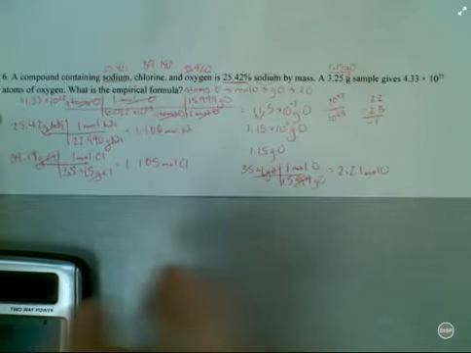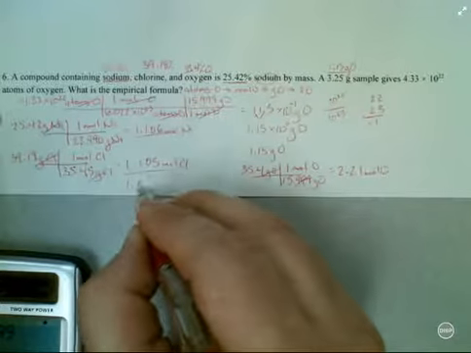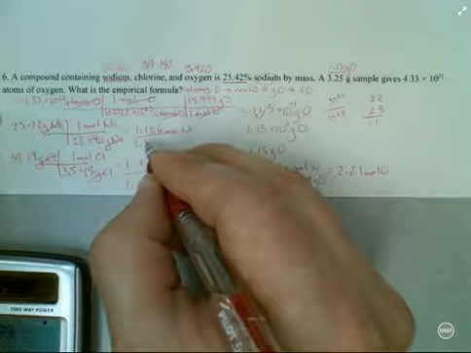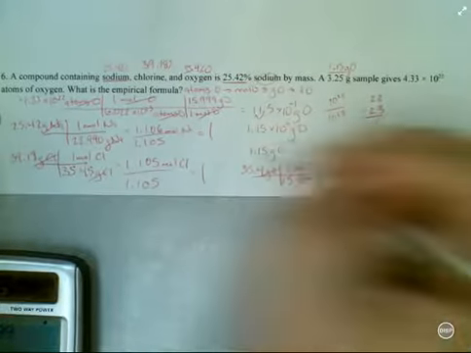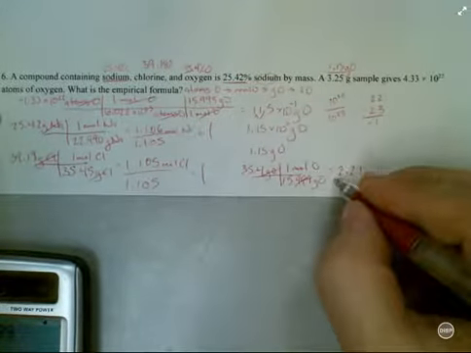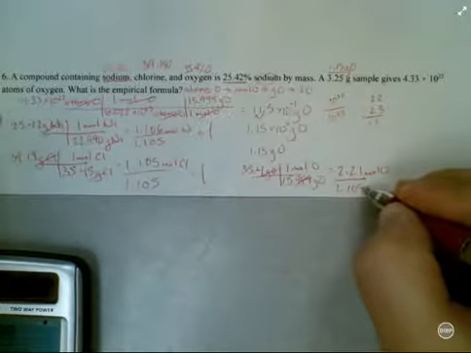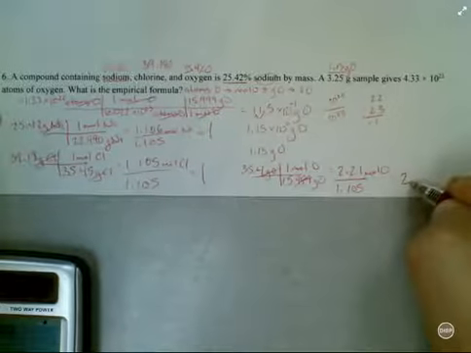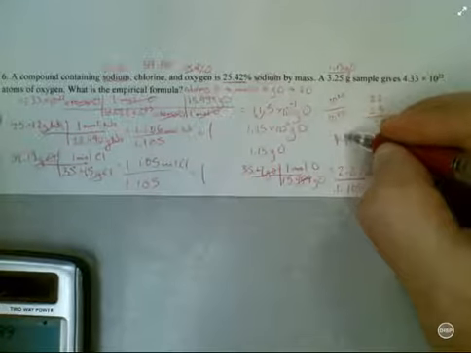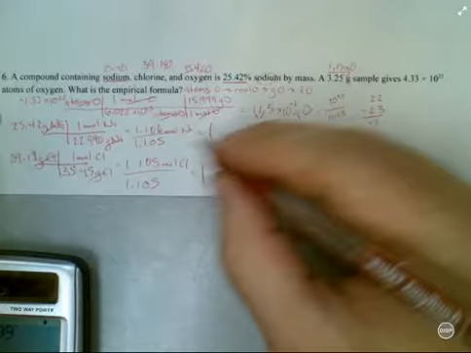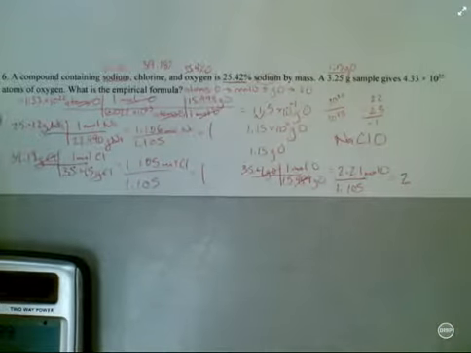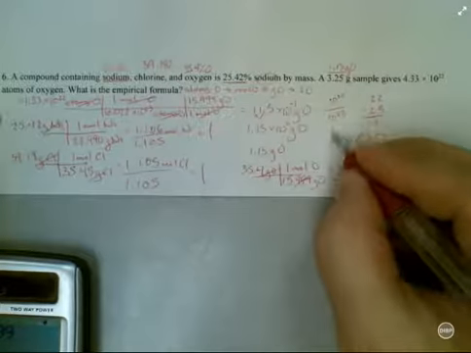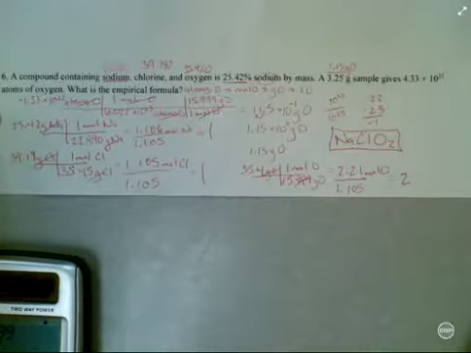Now I'm going to divide all of these by the smallest value, which is 1.105. Now these are going to come out to be 1. I know that easily enough. This divided by 1.105, even without using the calculator, I can tell that is 2. And so I'm going to have an empirical formula, 1 sodium, 1 chlorine, and 2 oxygens. And so my empirical formula is going to be NaClO2.